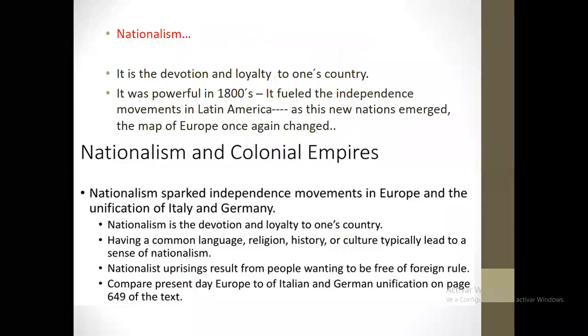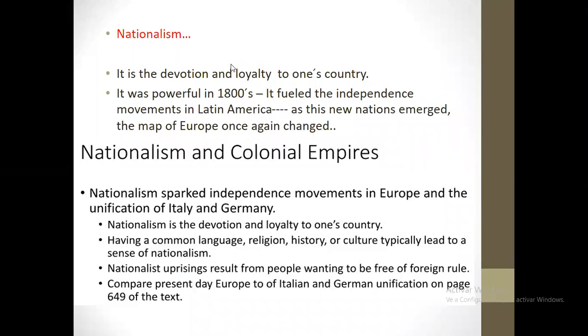So let's begin, guys. The term is nationalism, nacionalismo. That's a term that was very popular during those days.